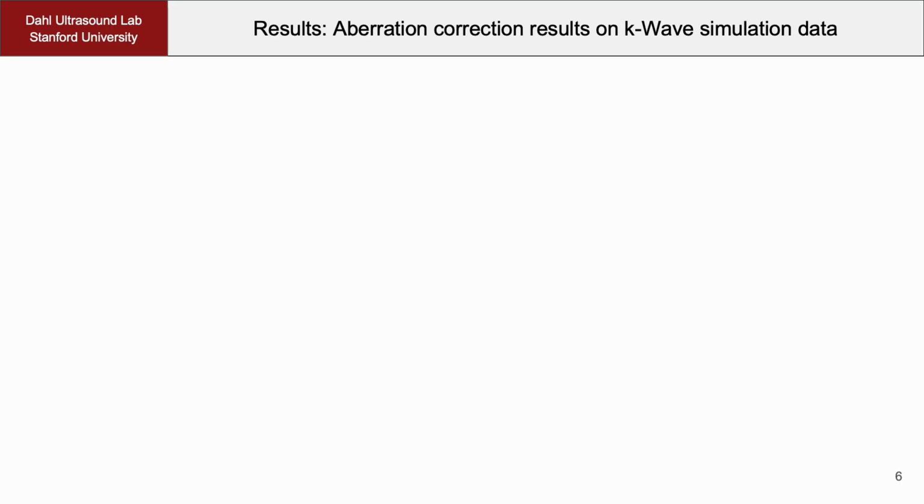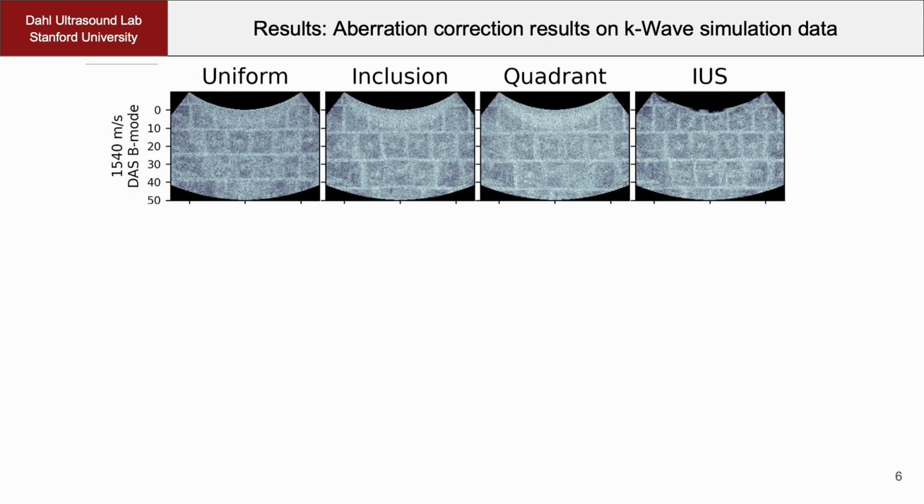Starting with the aberration correction results on the k-Wave simulation data, we can see the delay in some B modes using a traditional 1540 meter per second sound speed reconstruction. Across all 4 targets, none of the keyboard letters are legible.